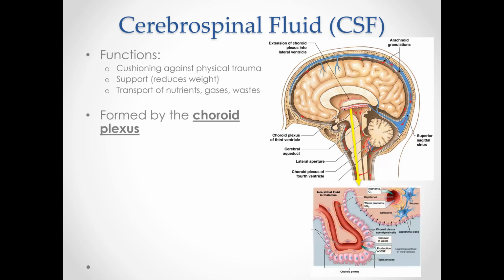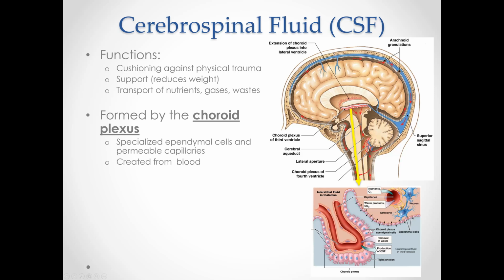So cerebrospinal fluid is produced by a structure called the choroid plexus. And here's a close-up view of a choroid plexus down here in the bottom right corner. So the choroid plexus is made up of specialized ependymal cells.